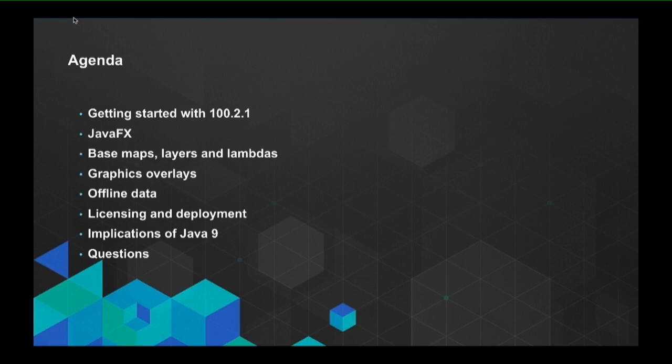I'll talk about the licensing and deployment operations you need to go through so you can get your applications to go live to market. And then I'll finish off by introducing you to some of the implications of Java 9, which is the latest version of Java which has come out, which you do need to be aware of in moving your applications from maybe Java 8 into Java 9. And then we'll take questions at the end.